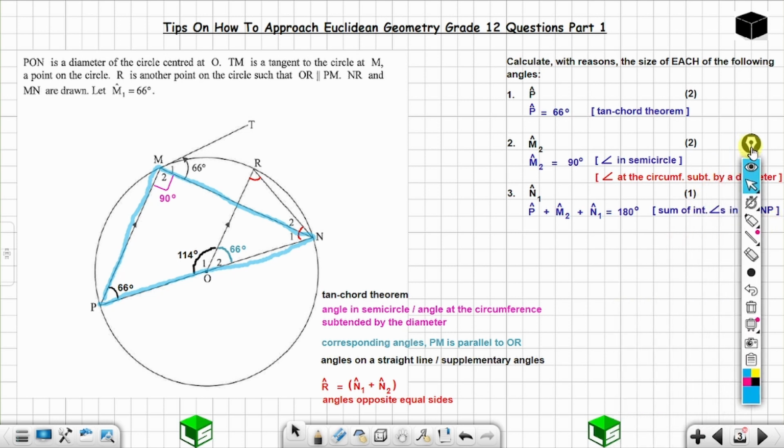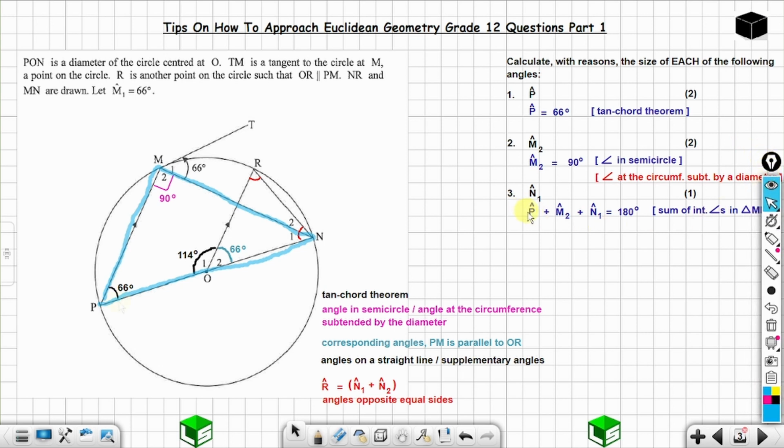So let's carry on. P is equal to 66 degrees plus M2, 90 degrees, plus N1 is equal to 180 degrees. So N1 is equal to 180 minus 90 minus 66. N1 is equal to 24 degrees.